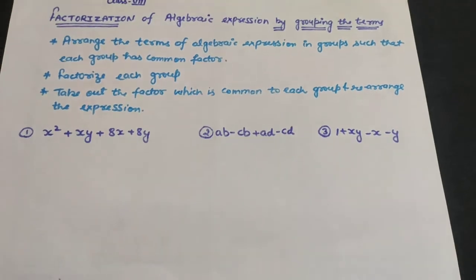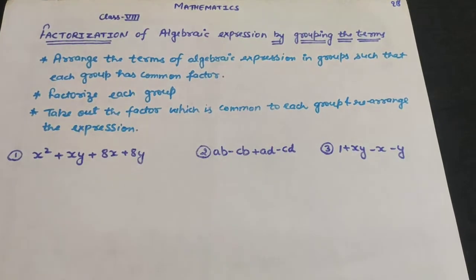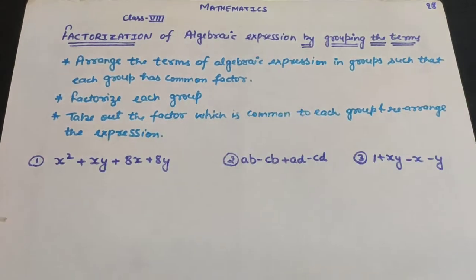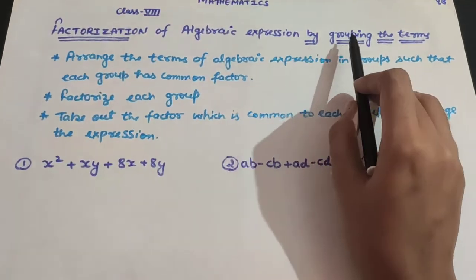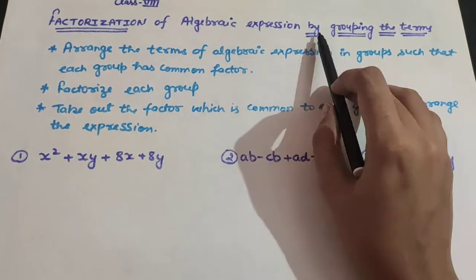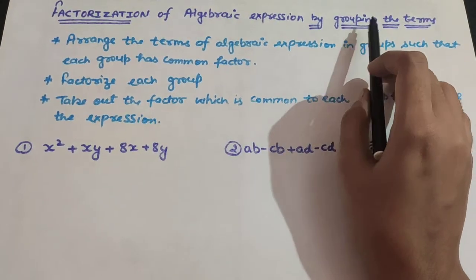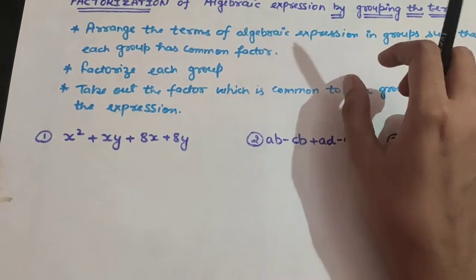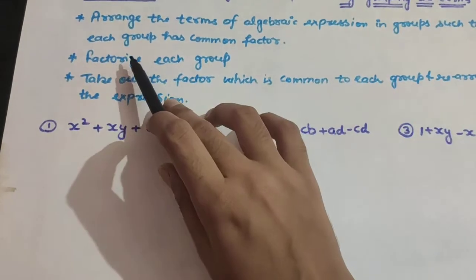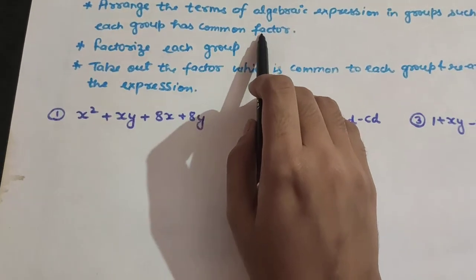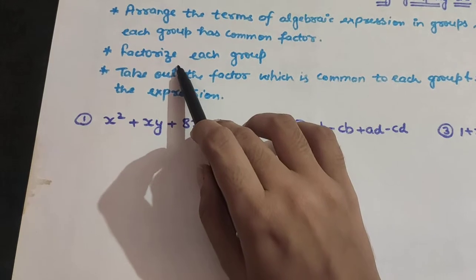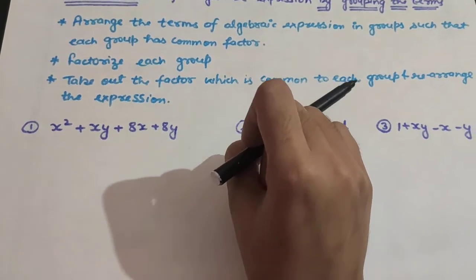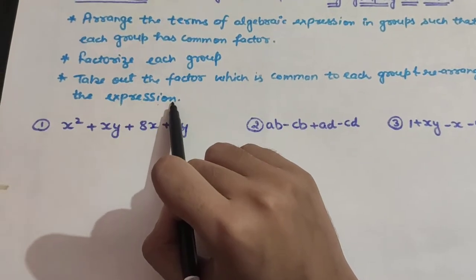So today we are going to study one more method of doing the factorization of an algebraic expression. We will factorize the algebraic expression by grouping the terms. What does it mean by grouping the terms? It means that we will arrange the terms in such a way that we make groups such that each group has a common factor. Then we will factorize each group, take out the factor which is common to each group, and rearrange the expression.